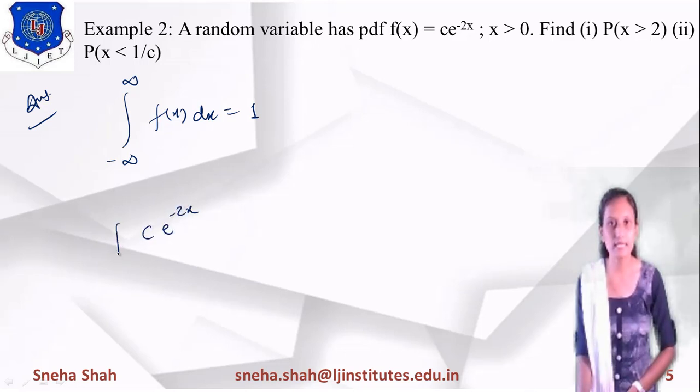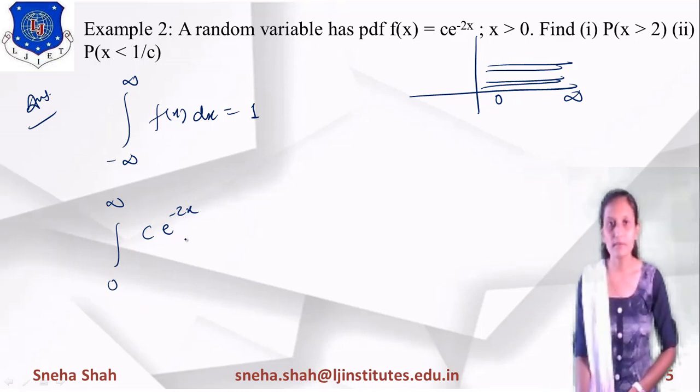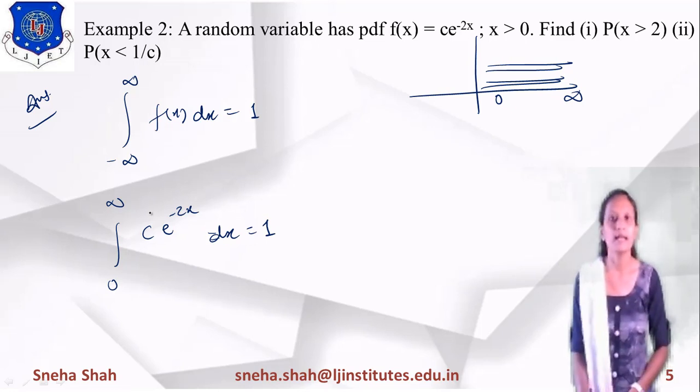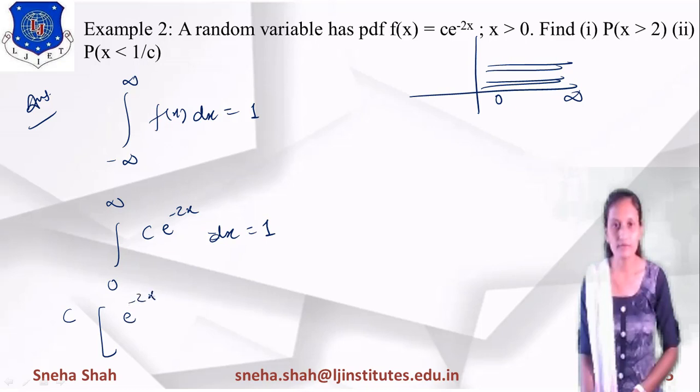In this we are taking x greater than 0, right? So I am taking 0 to infinity. Greater than 0 means starting with 0 and all greater values, so the range is 0 to infinity. The term will be the integral from 0 to infinity of c into e raised to minus 2x dx, and it should equal 1. Now if I integrate this part, we can find the value of c. I take c as a constant outside the integration, so the term will be e raised to minus 2x upon minus 2, integrated over the range from 0 to infinity. This should equal 1, right?